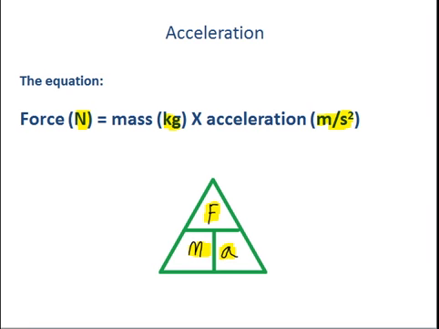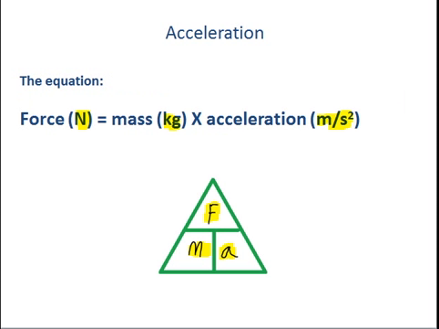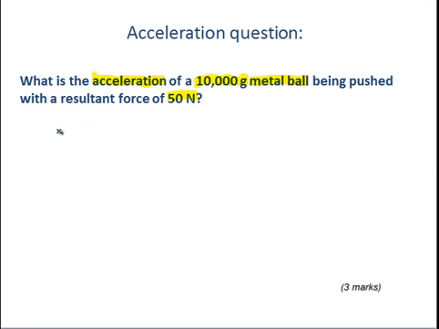Finally, I've got an example of a question you could be asked in the exam. What is the acceleration of a 10,000 gram metal ball being pushed with a resultant force of 50 newtons? Here we need to go back to our maths triangle. What are we trying to work out? Well, we're trying to work out acceleration. So acceleration equals force divided by mass. So A equals F over mass.